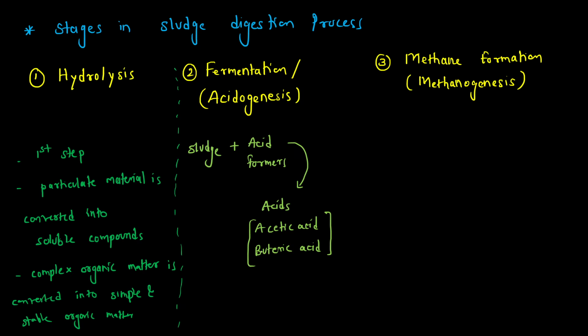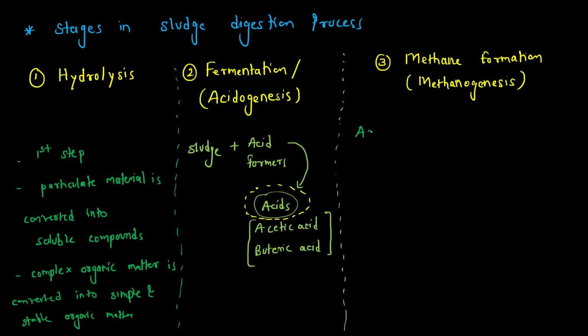Now once these acids are formed, in the next stage these acids are converted into gases, and the major gas produced is methane. Hence this is called the methanogenesis process, or methane formation process. I will just highlight it here. These acids are formed in the second process, and then taken to the next stage.